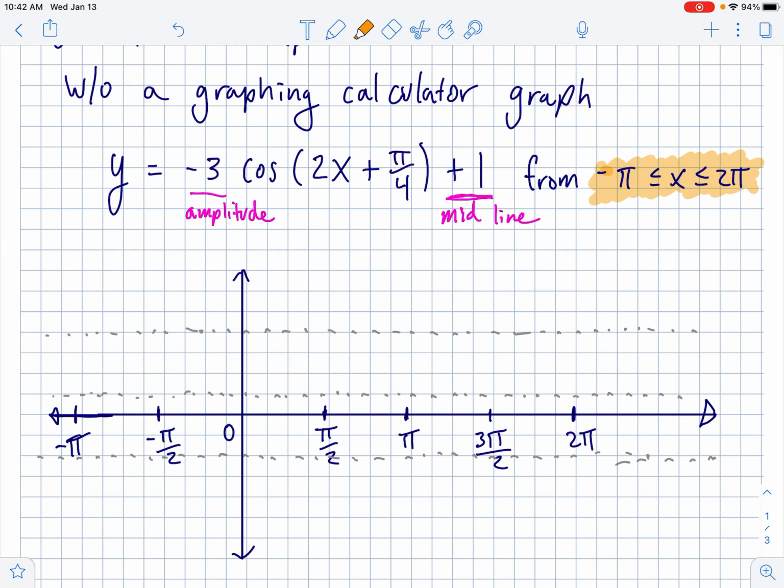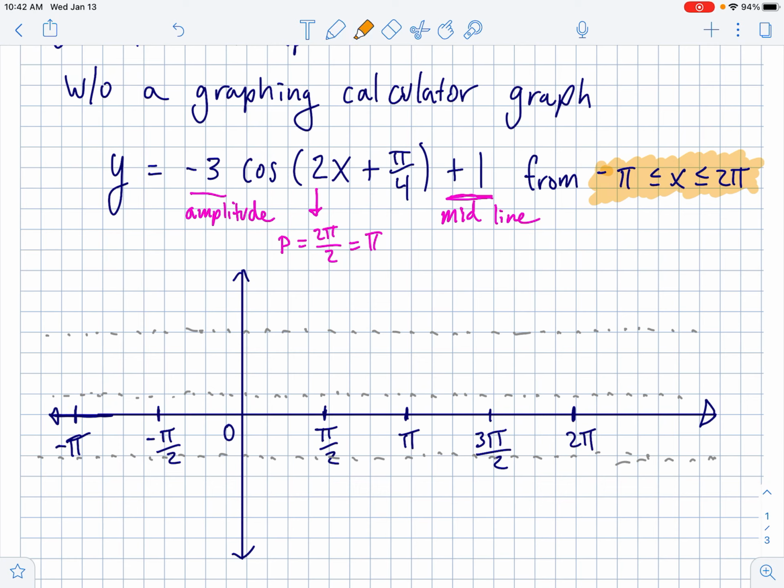The next thing we need to consider: we already know it's an upside down cosine curve, but there's a couple things going on inside of here. This 2, it's not the period itself. It's not a period of 2, but period equals 2pi over b. So if we're going to find the period, it's 2pi over 2, which means this curve is going to repeat every pi units.